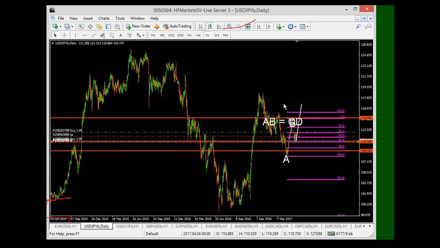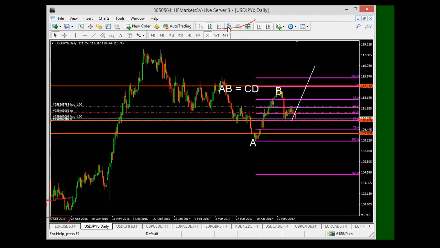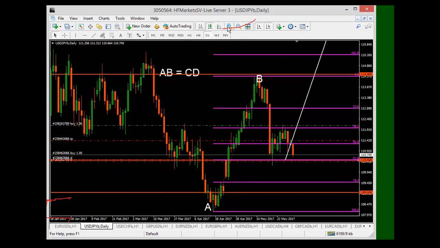Okay, so that is one chart we have today. AB is equal to CD. Yes, he said the equation is AB is equal to CD. Yes, sir. Okay, thank you. Question answered. Thank you, sir. So let's look for another chart.